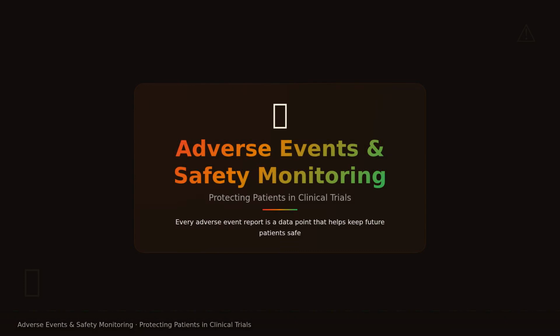Adverse events and safety monitoring. Every clinical trial carries some risk. No drug is perfectly safe for every patient. So how do researchers track and respond to problems when they happen? They use a comprehensive system of adverse event reporting, safety monitoring, and independent oversight. This system protects the thousands of volunteers who make clinical research possible. Let's explore how it works.